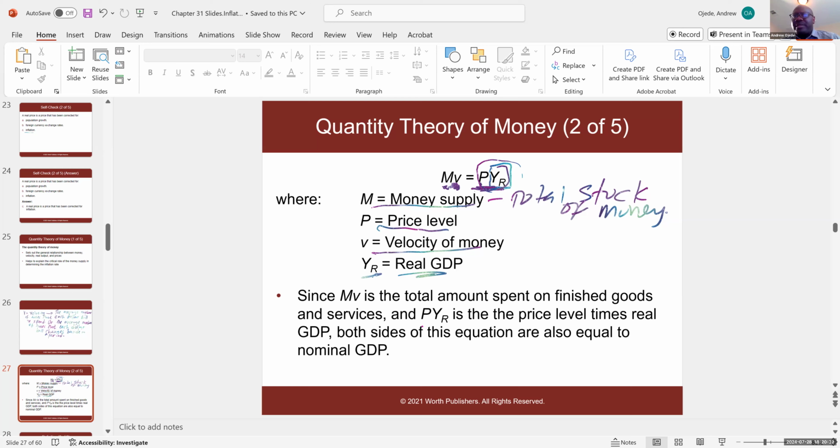That's what that definition means, that MV equals PYR. Since MV is the total amount spent on finished goods and services, and PYR is the price level times real GDP, both sides of this equation are also equal to nominal GDP. If YR is real GDP, multiplying real GDP by price, P times YR, gives nominal GDP, the market value of goods and services in dollars. That must equal the amount of money spent on those goods, which is M times V.